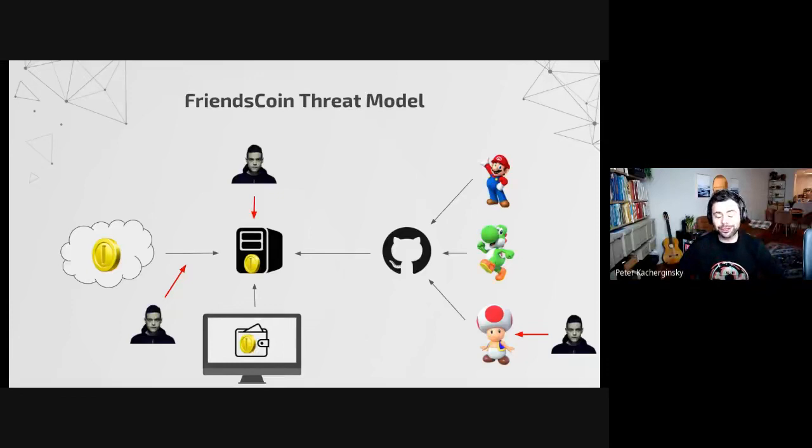The same character can also attack your node directly if there's some unknown weaknesses that they can exploit to do some kind of code execution or crash it. They can prevent you from accessing the network. At last, we also have to think about developers. The bad actors out there, they can go after developers like the Toad over there. They can make them commit bad code.